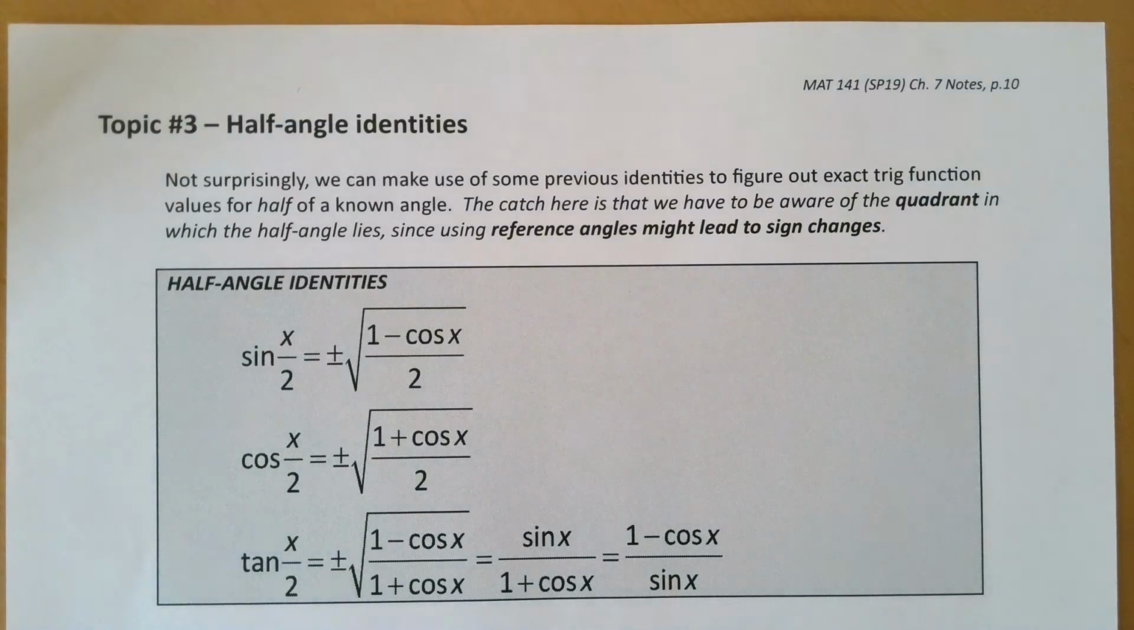So here goes. The last one is half angle identities. Here we're just going to throw them right at you. There's proofs out there of where they come from if you'd like.